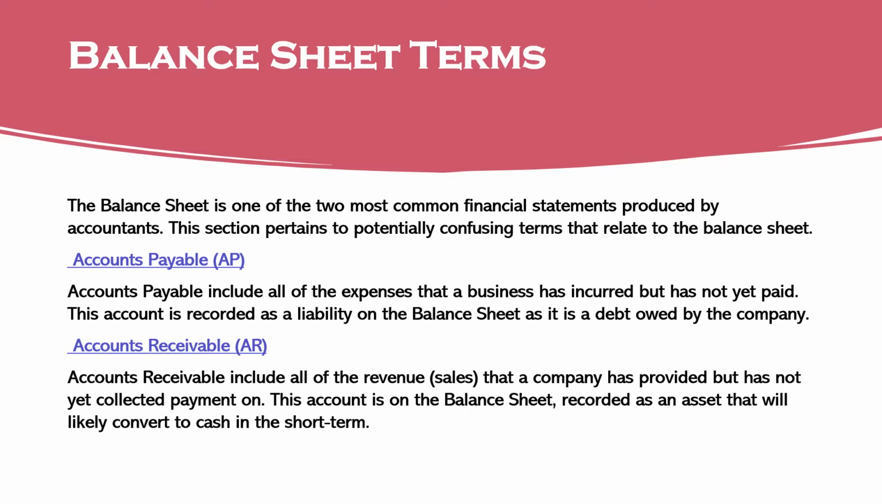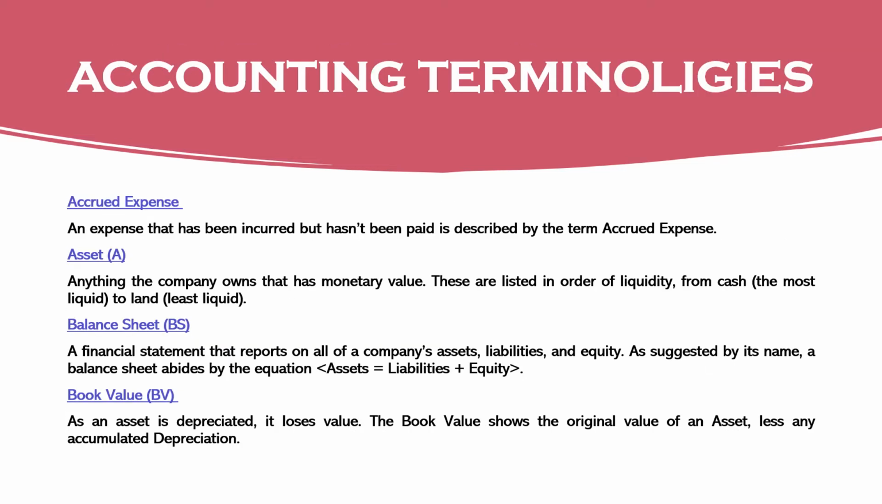Now let's see what is accounts receivable, and it is also called AR. Accounts receivable include all of the revenue that a company has provided but has not yet collected payment on. This account is recorded on the balance sheet as an asset that will likely convert to cash in the short term. Now let's see what is accrued expenses. An expense that has been incurred but hasn't been paid is described by the term accrued expense.